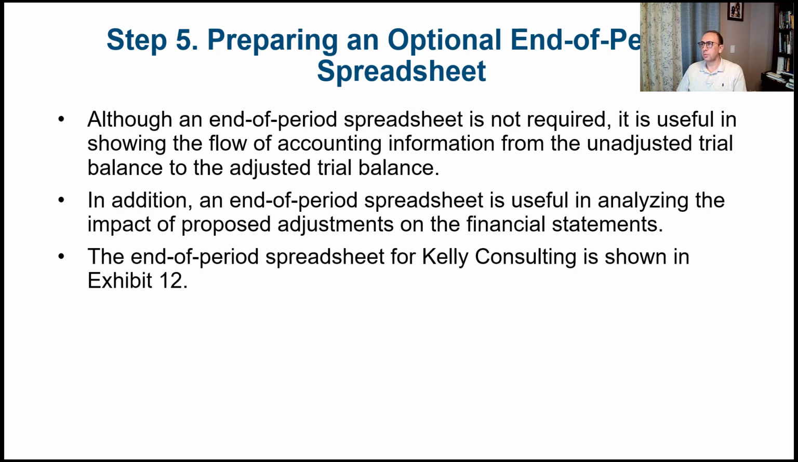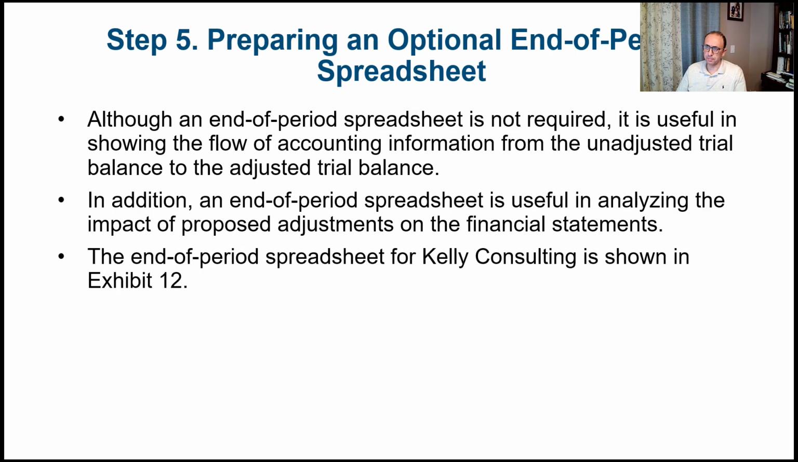So once this is done, we can prepare the optional end of period spreadsheet. Although an end of period spreadsheet is not required, it's useful in showing the flow of accounting information from the unadjusted trial balance to the adjusted trial balance. In addition, an end of period spreadsheet is useful in analyzing the impact of proposed adjustments on the financial statements. Again, the appendix will give you a better explanation of how you can prepare the adjusted trial balance using the Excel sheet.